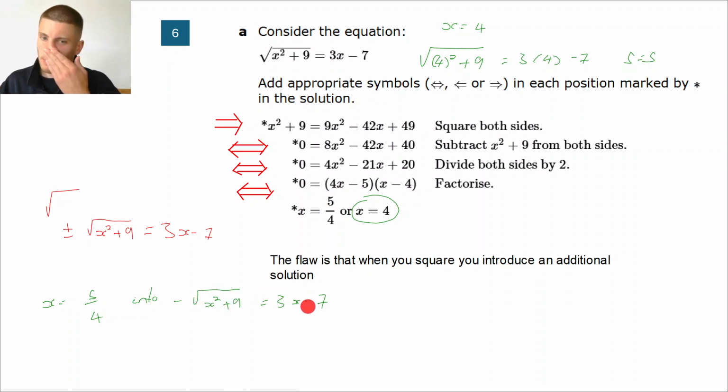I'm not going to go through it because you can go through it if you want to, but the question didn't have that negative root initially, so we don't want this solution. So we can get rid of this one. We don't want this. So there we go. The flaw is when you square, which we did here, you get an extra solution, which we didn't want. So we don't need this one. The only solution is x is equal to 4, which satisfies that equation.